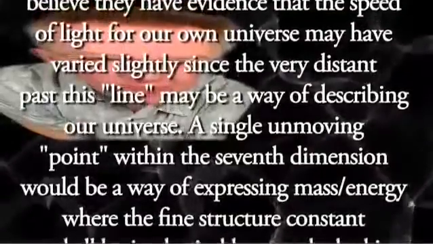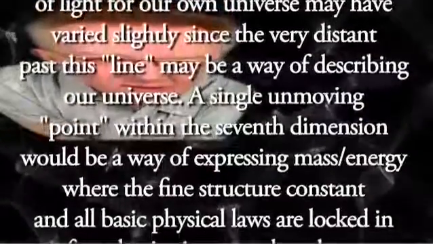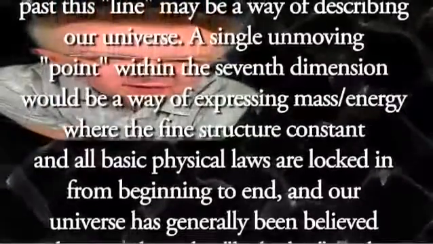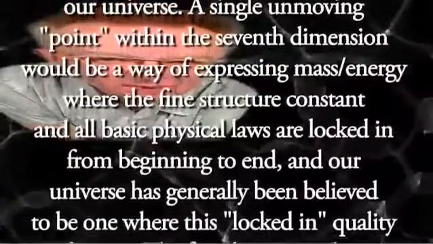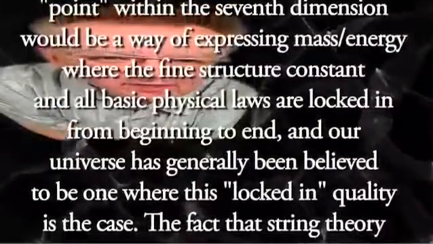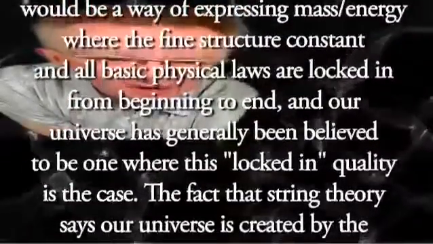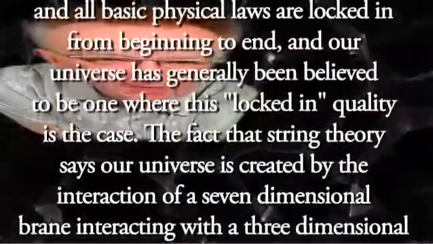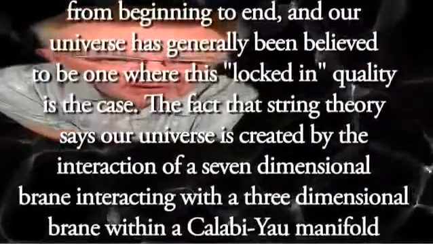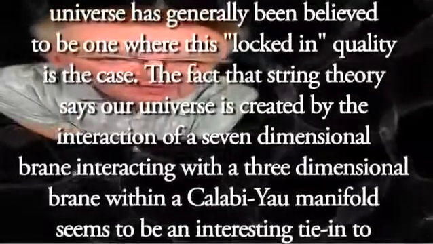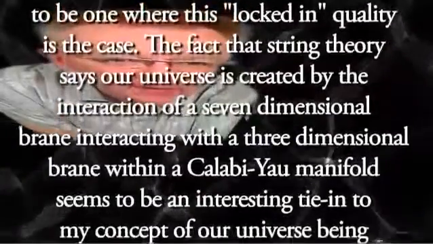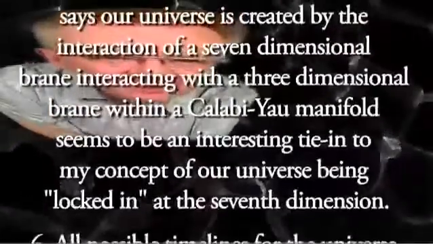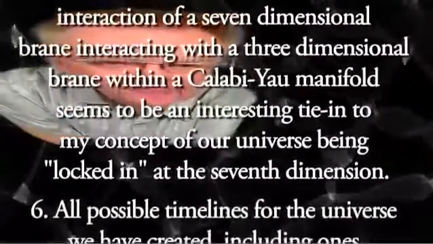A single unmoving point within the 7th dimension would be a way of expressing mass energy where the fine structure constant and all basic physical laws are locked in from the beginning to end. And our universe is generally believed to be one where this locked-in quality is the case. The fact that string theory says our universe is created by the interaction of a 7-dimensional brane interacting with a 3-dimensional brane within a Calabi-Yau manifold seems to be an interesting tie-in to my concept of our universe being locked in at the 7th dimension.